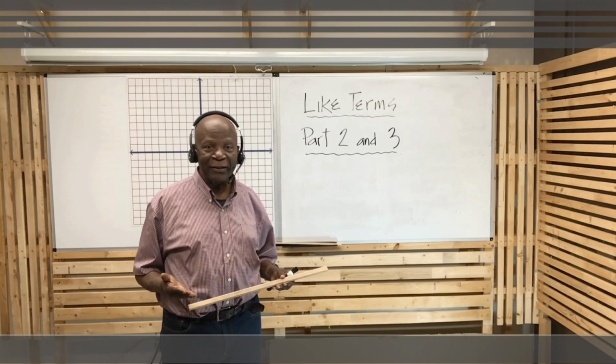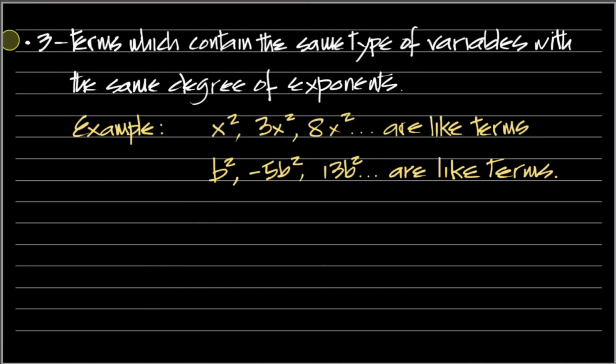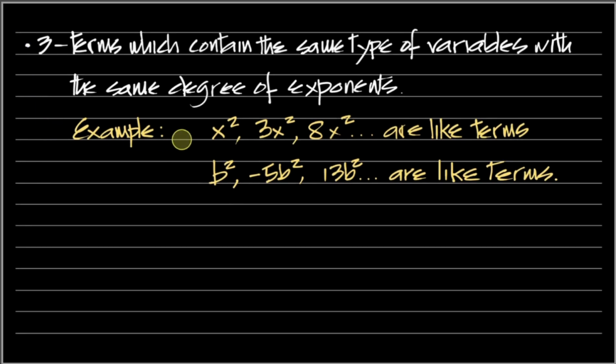Now, part 3. Like terms are terms which contain the same type of variables with the same degree of exponents. Example: x squared is x, a variable, but raised to the power of 2. Here, x is also a variable raised to the power of 2 but with a constant number as the coefficient. Same thing here, 8x squared. They are all like terms because they have x squared in common.